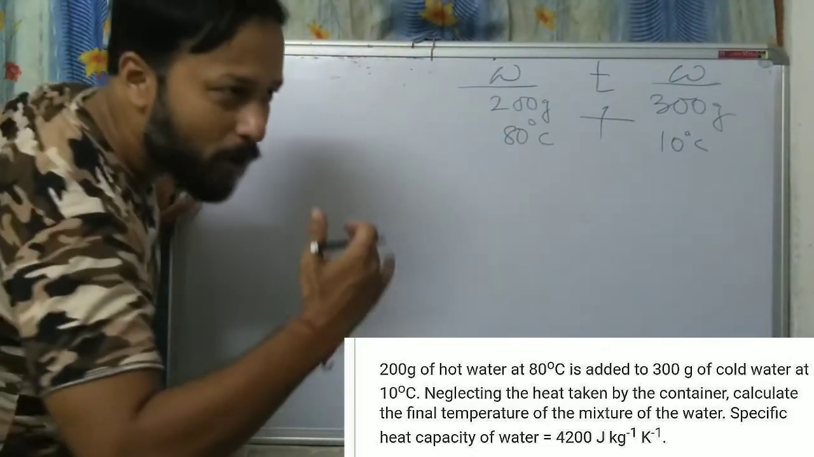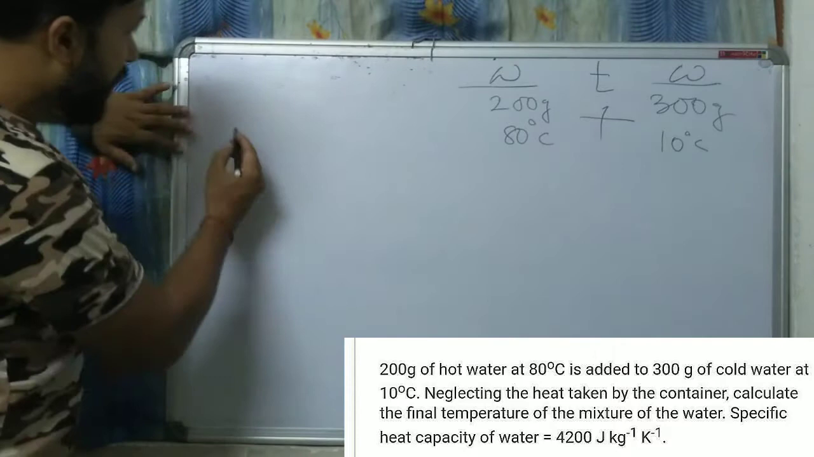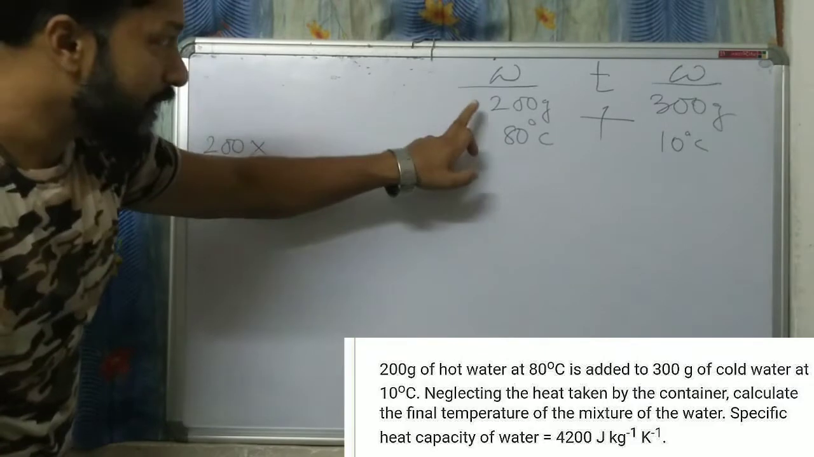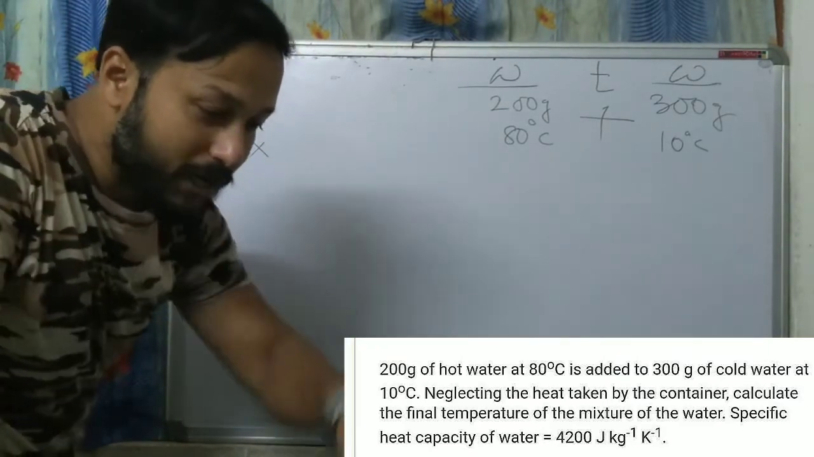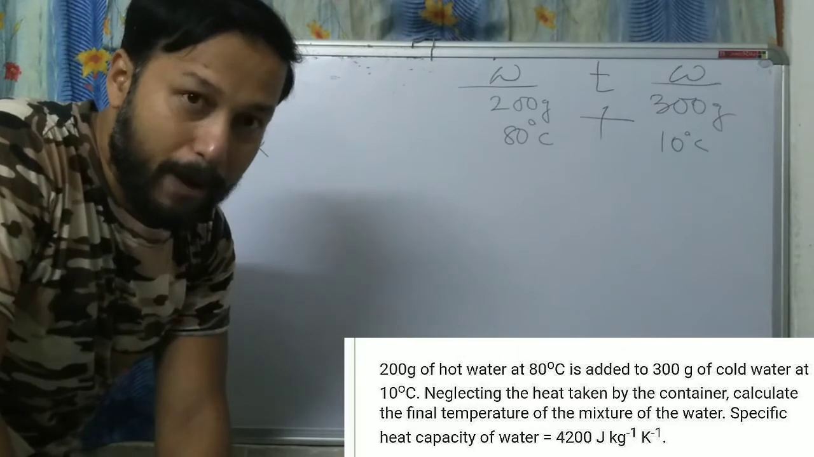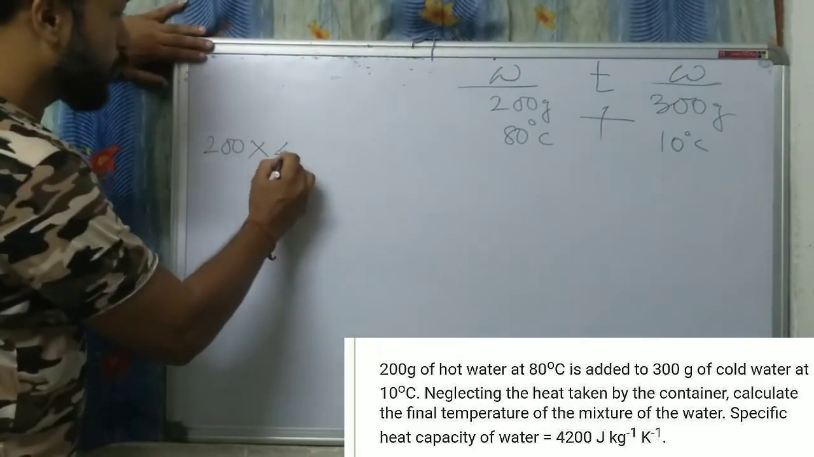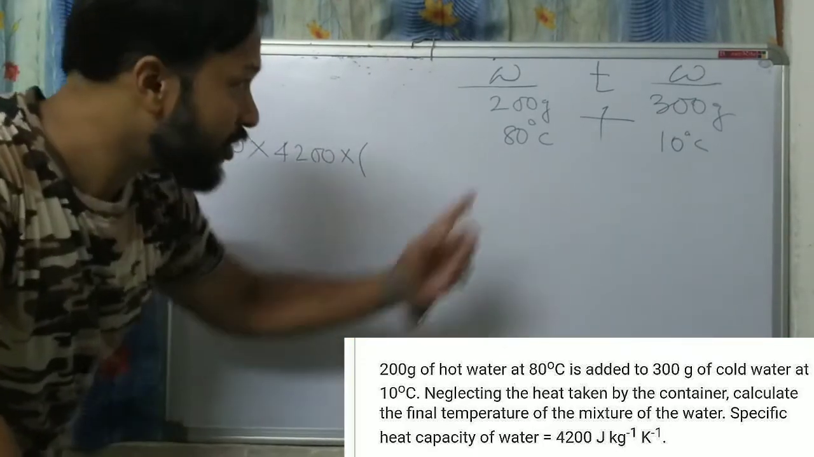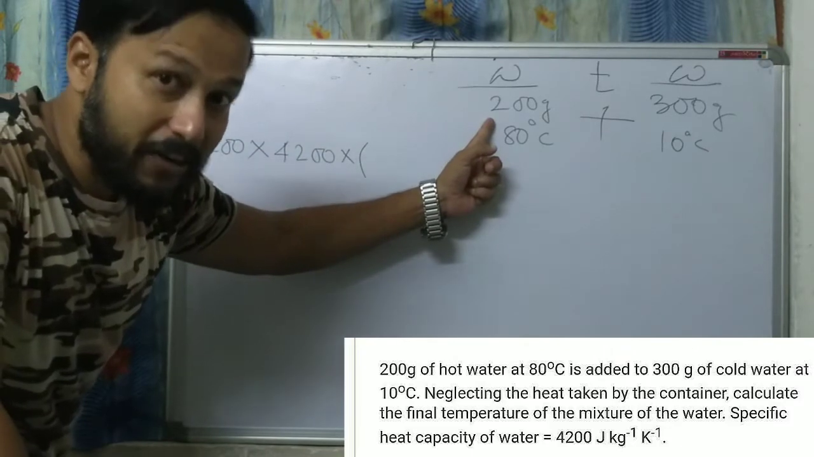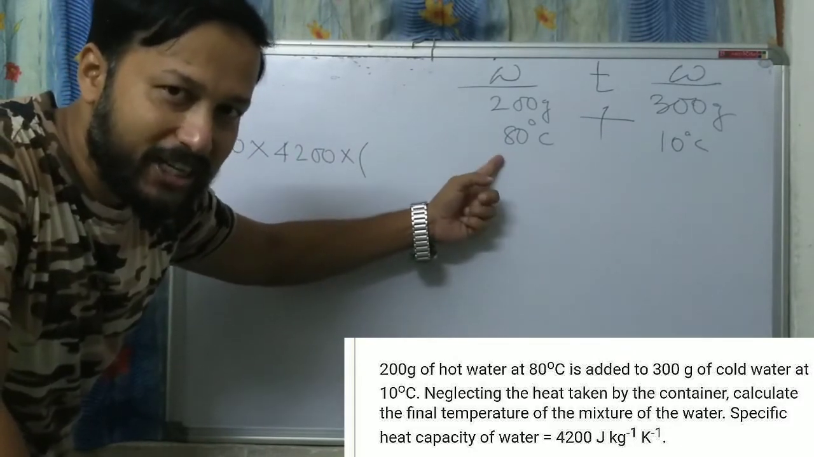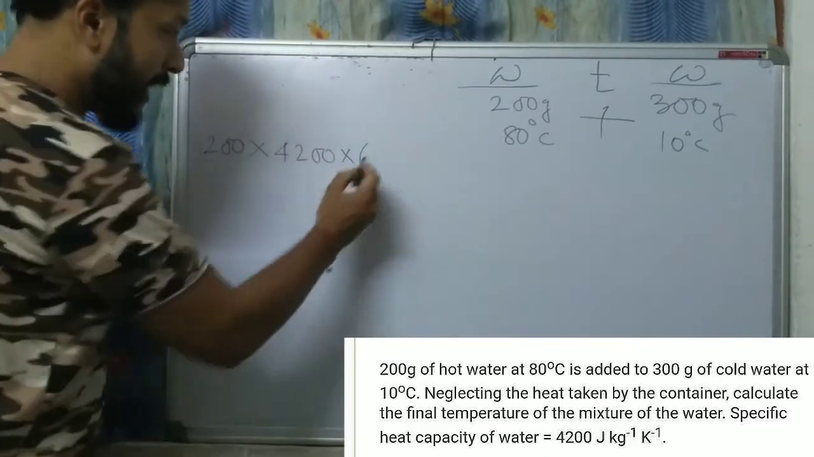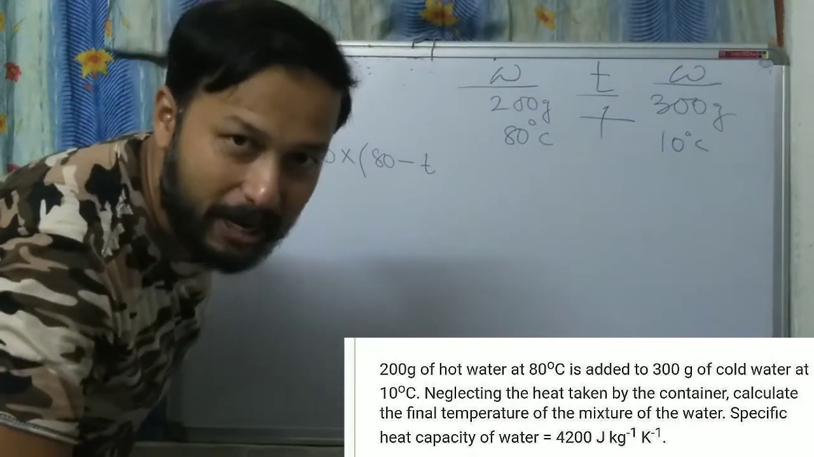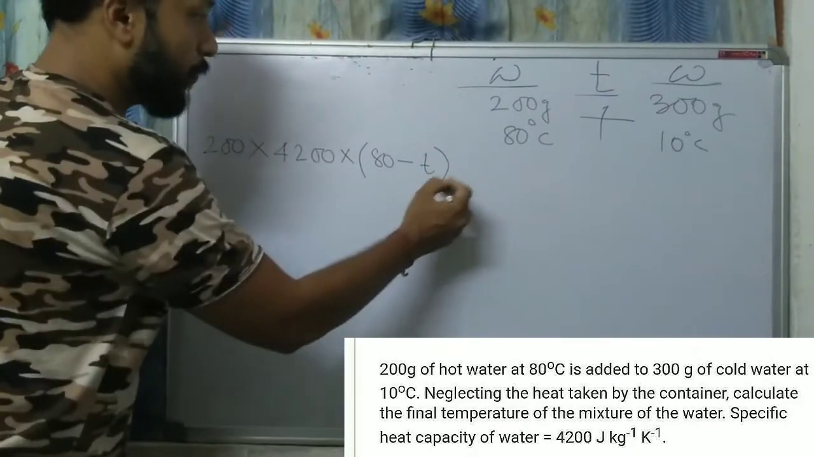So what is the amount of heat given? Amount of heat given is 200 into specific capacity. Specific capacity of water is 4200 joule per kg Kelvin. 4200, into. Now, who is giving heat? This water is giving heat. What is this temperature? 80. So 80 will be written at first. 80 minus final temperature. T is the final temperature. So we are writing here equal to.